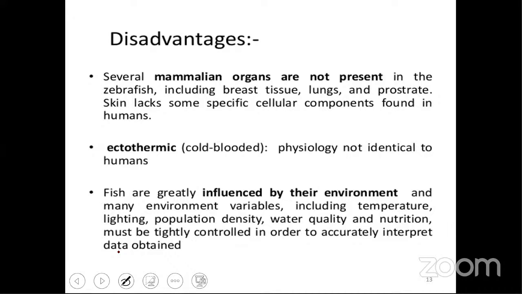So these are the common things the researchers say are disadvantages. The first point is that the mammalian organ physiology is not accurately present in the zebrafish. Compared to humans, the physiology is not equal with this species, right? Then there is the environmental influence. So these are the three things considered disadvantages regarding this species.